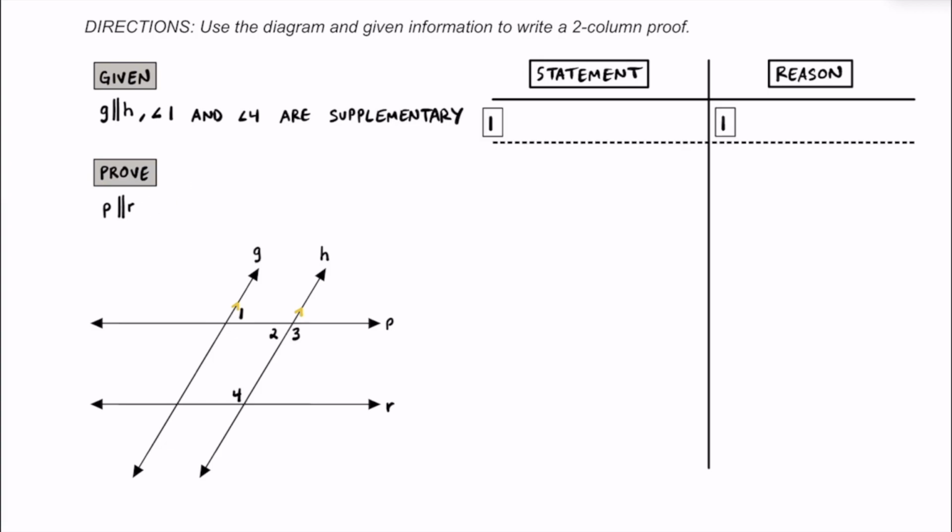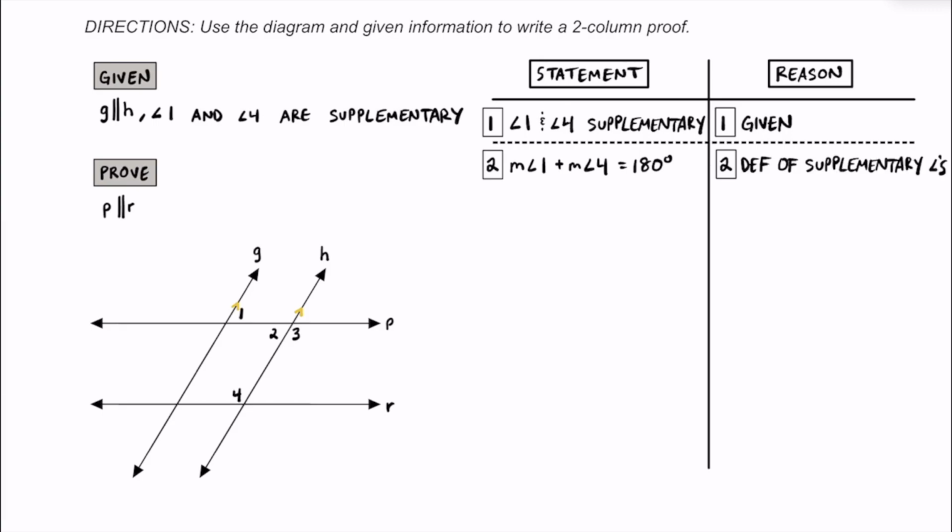Alright, so for statement 1, let's say that angle 1 and angle 4 are supplementary, and that was given. Now, why did they tell us that, or what can we tell from that given information? From that, we know that the measure of angle 1 plus the measure of angle 4 is equal to 180 degrees. We can justify this by using the definition of supplementary angles, where if we know that two angles are supplementary, then their sum is going to be 180 degrees. We used one of the given bits of information.